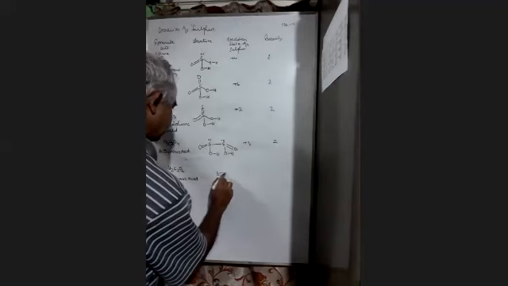Then 5. H2S2O6 is called dithionic acid. Always remember, ous means lower, ic means higher. Dithionic acid. So it is the same word.